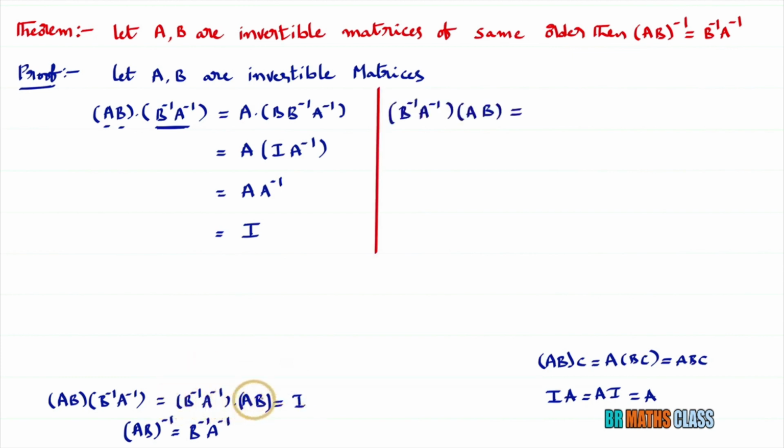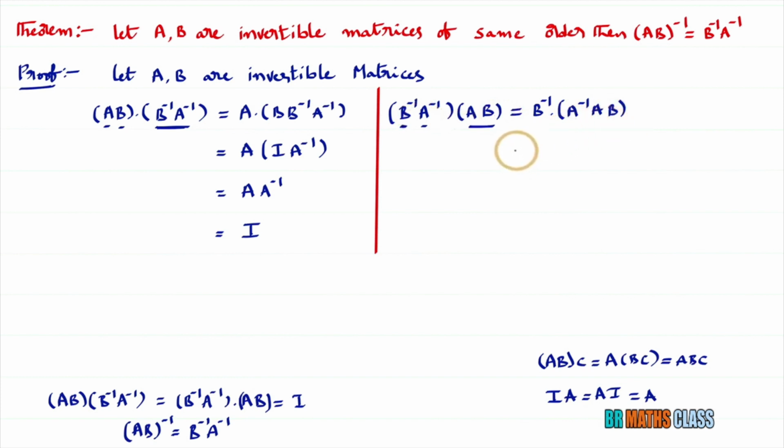Observe this: I considered this part, B inverse A inverse into AB. Here also I'll go with the same procedure. AB into C can be written as A into BC, as the associative property holds good. So this can be written as B inverse into A inverse into AB. I hope you are understanding. You treat this as AB into C, which can be written as A into BC.